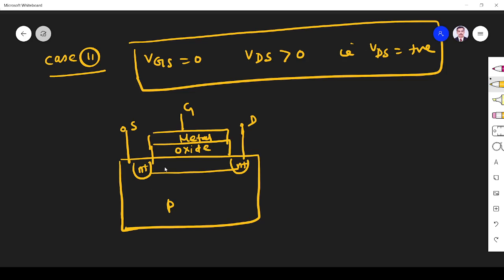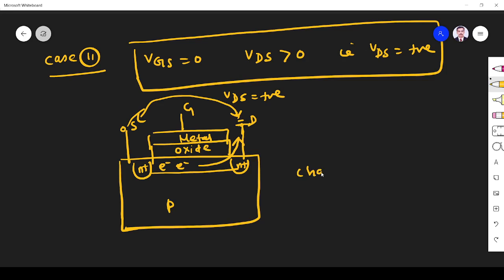So when I apply positive VDS, what will happen? You see it is an N channel. There is a potential difference between the source and the drain. VDS is positive, so there is a potential difference. Because of this potential difference, electrons are attracted towards the drain terminal. So the electrons start flowing.